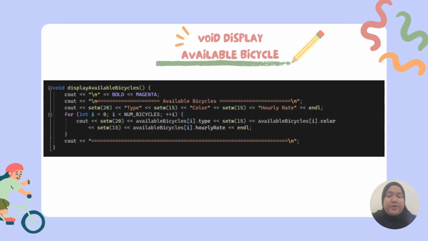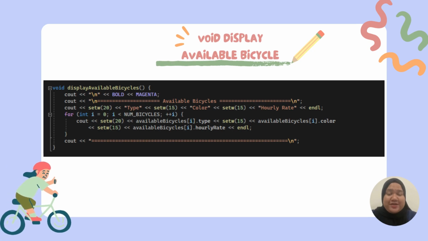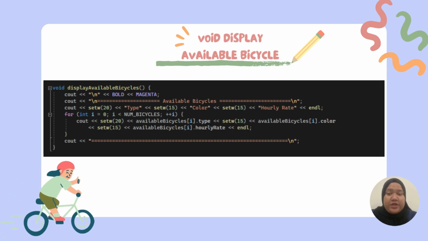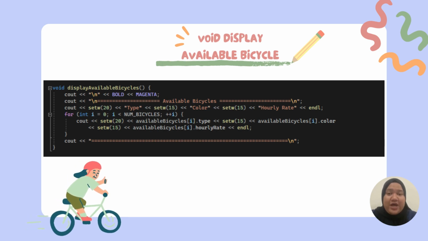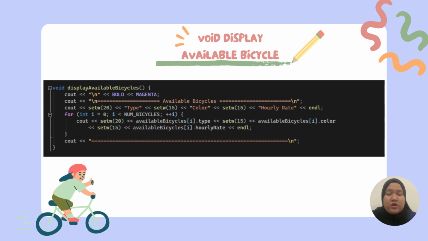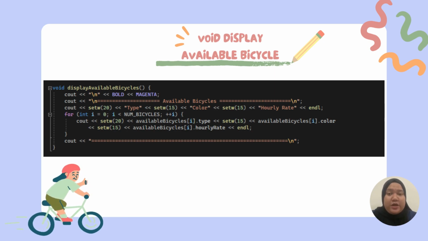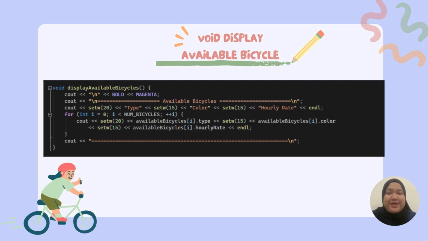So void display available bicycle is a command to show the available bicycles that we have in our bicycle rental. For example, here we see output in bold and magenta colors, and then we see the available bicycles that we have, and then we use setw to set the width to be more tidy, for type, color, and hourly rate. And then we also see the available bicycles based on the number of bicycles that we already stated above, as mentioned by Laila.